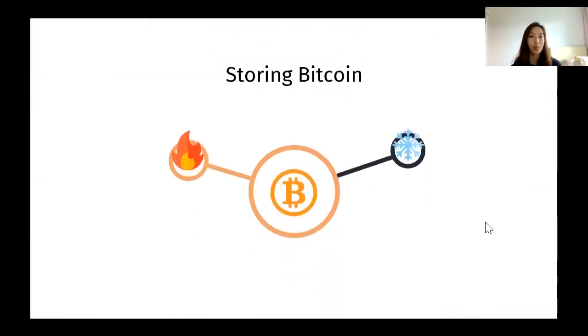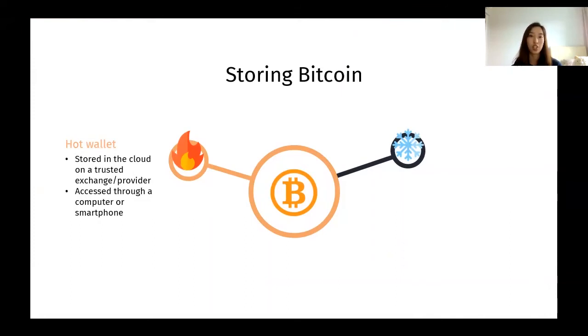So where can you store your Bitcoins after buying some of them? Well, there are two kinds of digital wallets, hot and cold wallets. So for a hot wallet, your digital currency is stored in the cloud on a trusted exchange or provider, and it's accessed through a computer browser, desktop, or smartphone app. And then for the cold wallet, it's an encrypted portable device, much like a thumb drive, that allows you to download and carry your Bitcoins.